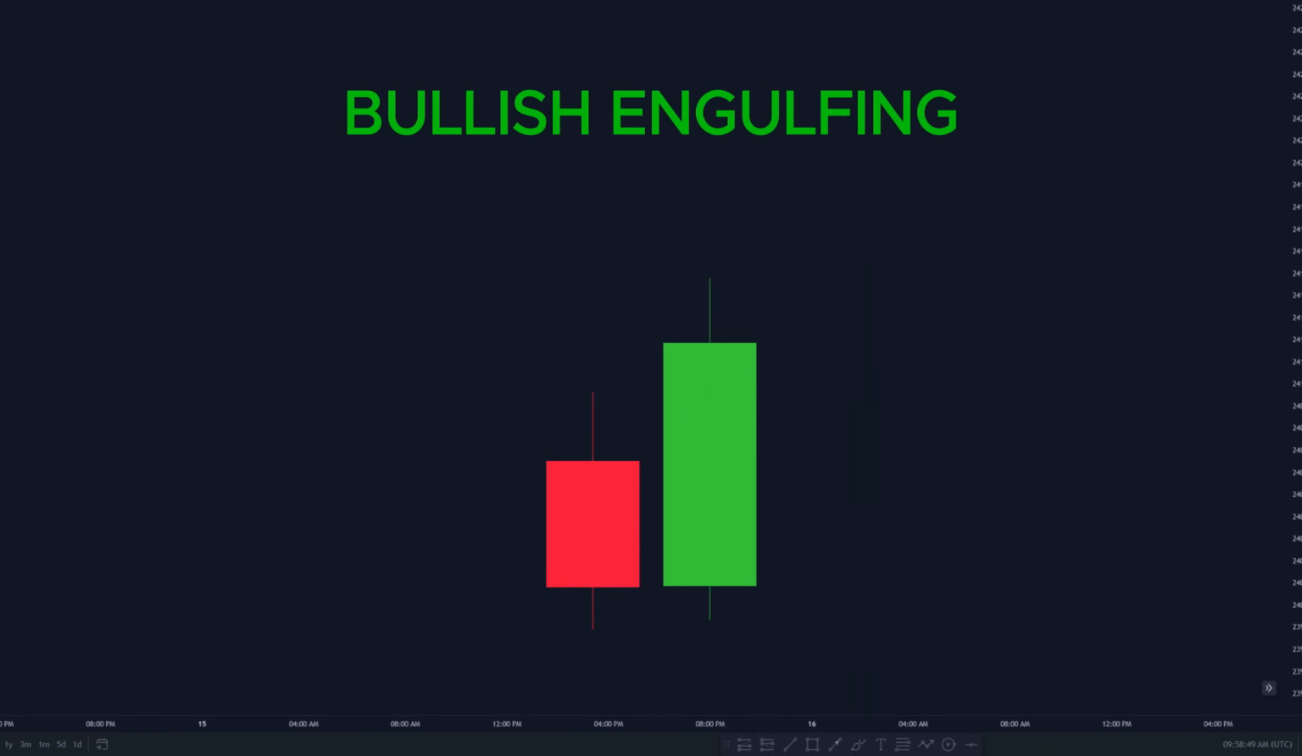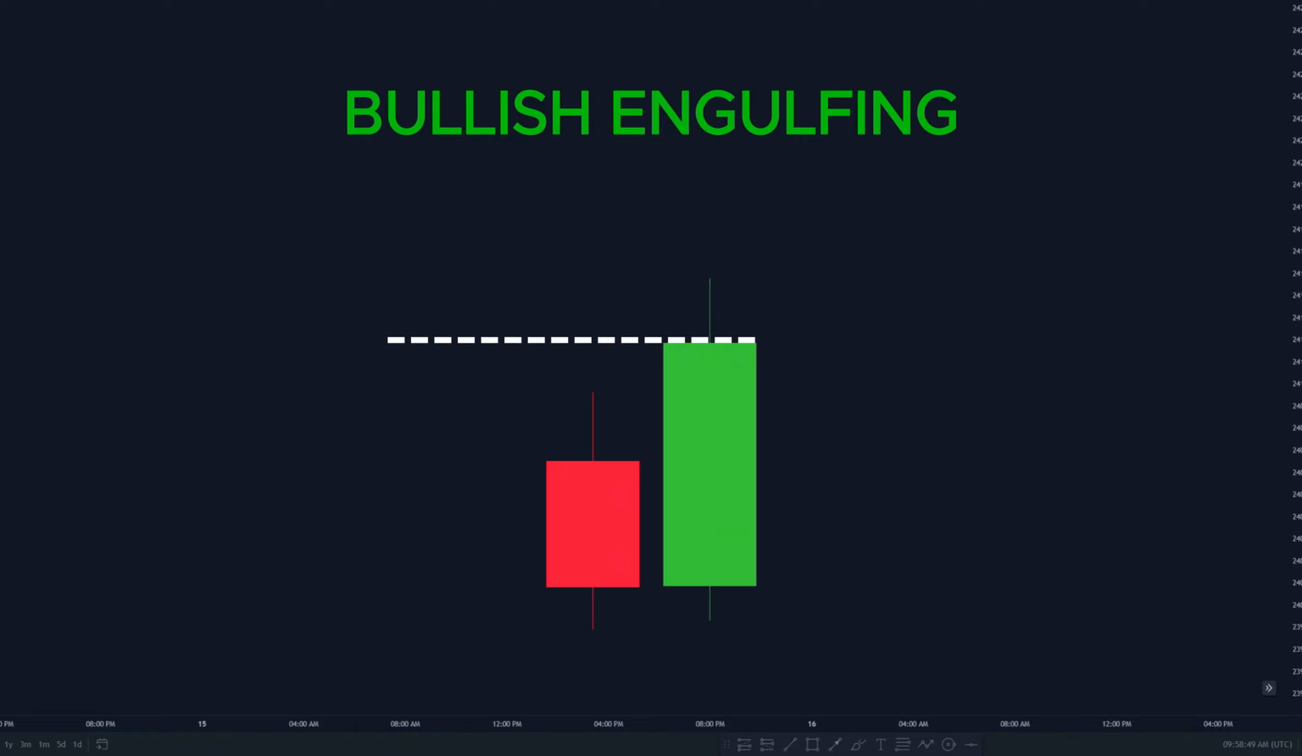Starting from bullish engulfing. This is the most powerful candlestick pattern, and it is formed by candlesticks of opposite colors. Here in the picture you can see, we have a small red candle that is engulfed by a big green candle. The bullish engulfing candle closed above the high of the previous candle.